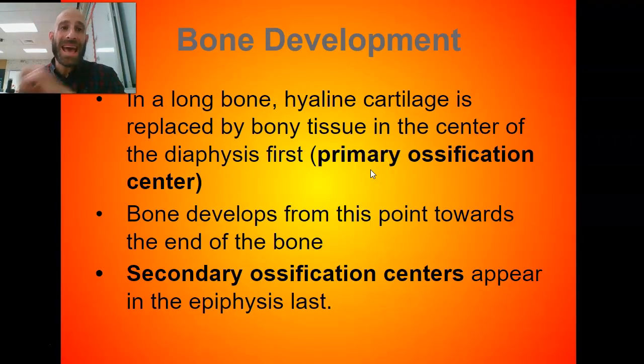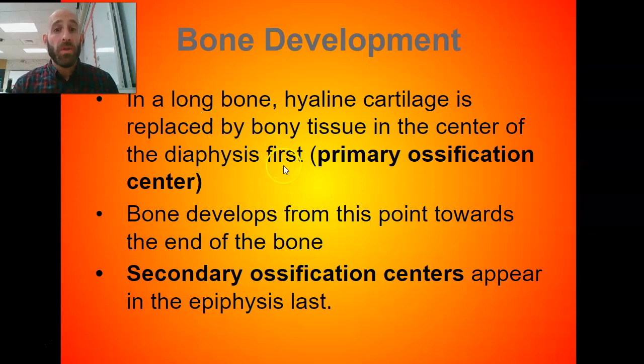Intramembranous ossification has one stage to it. Endochondral ossification has two stages to it. It has a primary ossification center, and it has a secondary ossification center. And this is very important, and this is what allows us to do something that is very important to us, and that is grow. So let me explain it.